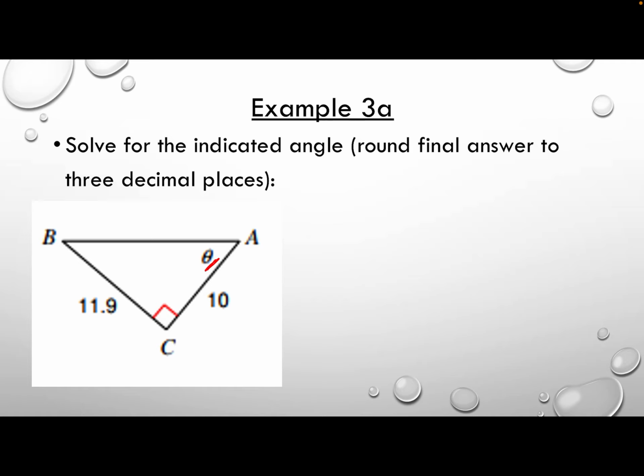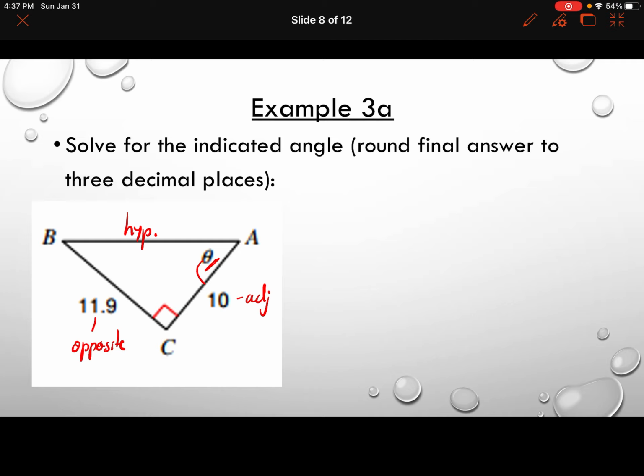The first step is we're still going to label it just like we did previously. We're still going to label this as the hypotenuse because that is the biggest side. Once again, the side next to the angle is the adjacent side, and that leaves the side on the other side as the opposite side. So the adjacent side is the side next to the angle, the hypotenuse is the longest side, and the opposite side is the side on the other side of the angle.